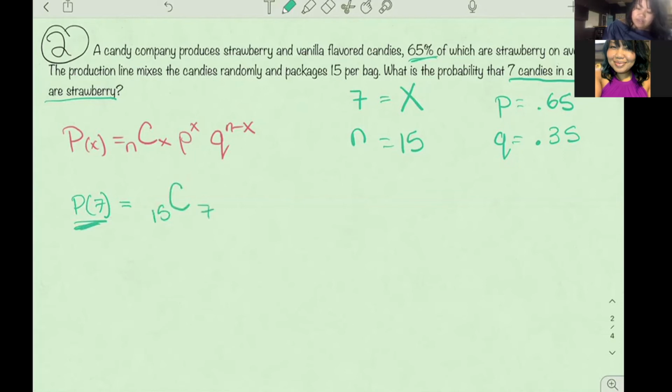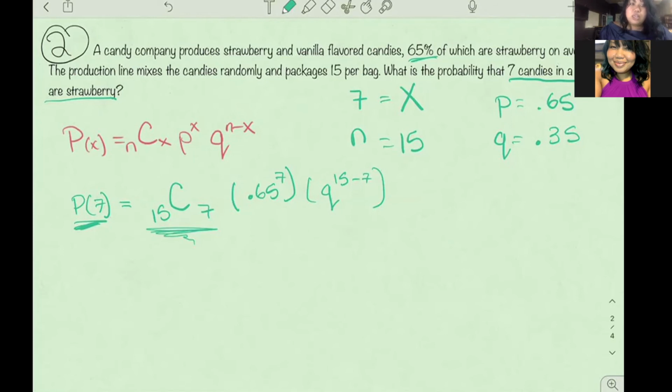Then we have times, again, I'm just going to separate this, 0.65 to the power of x, which is 7, and then times q to the power of n minus x, so 15 minus x. Got everything. Now, this is a combination probability, right? If you haven't dealt with it before, you can go ahead and look at it. Your calculator should be able to show this real quick.